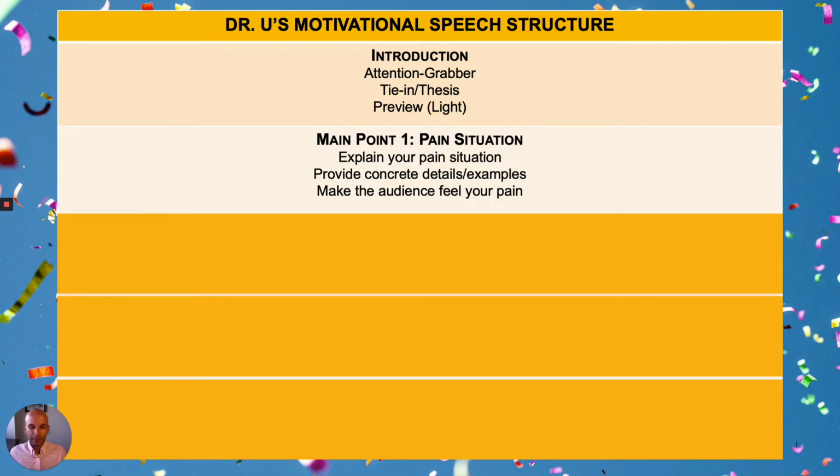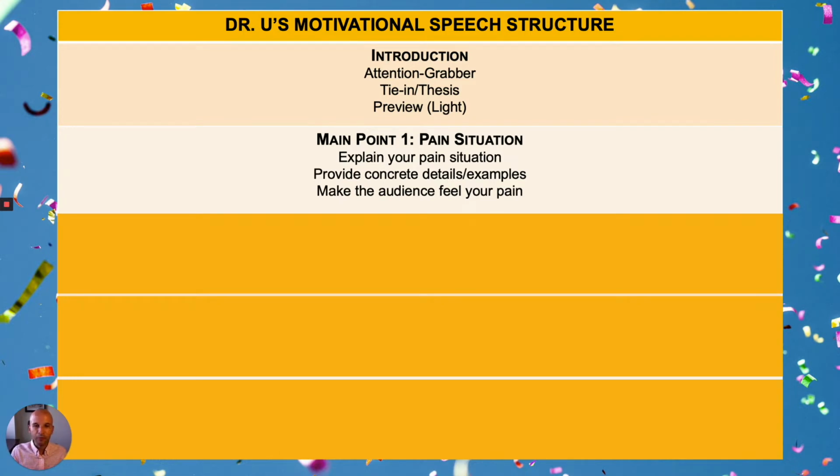Then you're going to do main point 1. Your main point 1 is your pain situation. You're going to spend time talking about the difficult situation that you were in. So this applies to the first 3 types of motivational speeches. A relation speech is going to have a different structure, but you can still use this motivational speech structure, just modify it for a relation situation.